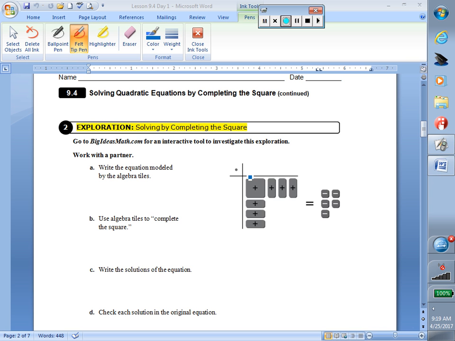What I want to do is just go through exploration number 2, just to show you why the method we're using is called completing the square, and why we have to use this method instead of just getting to use square roots like we did last section.